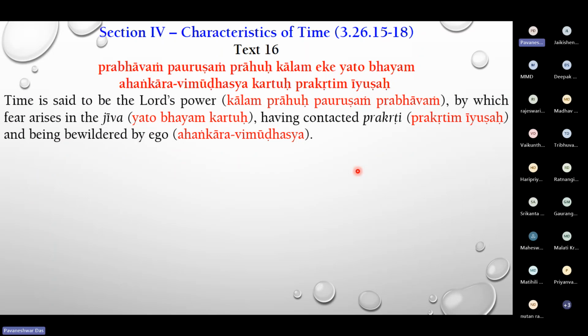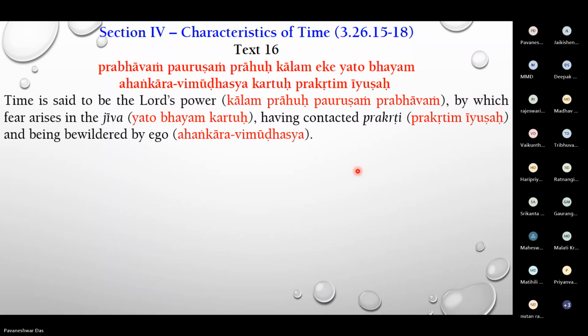Time is said to be the Lord's power. Kalam Praho Paurusham Prabhavam. Paurusha means Purusha. Whose? Mahavishnu's. The influence of Mahavishnu is named Kala. The spiritual potency of the Supreme Lord is known as Kala or Kala Bhairava. Kala is Kala Bhairava, and Kala Bhairava is Sadashiva.